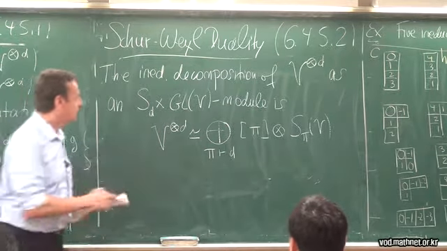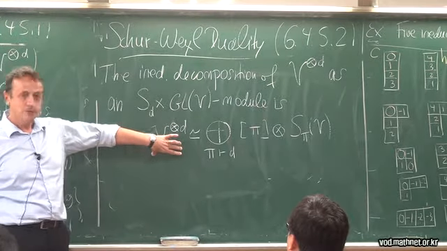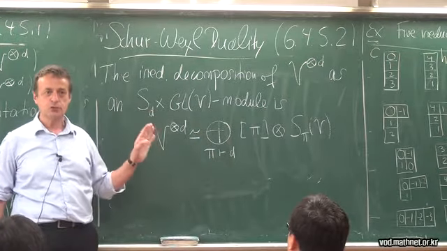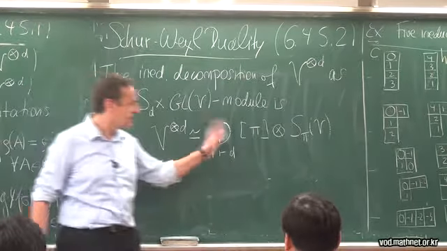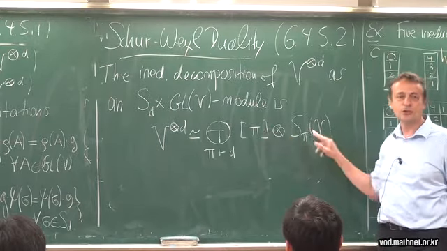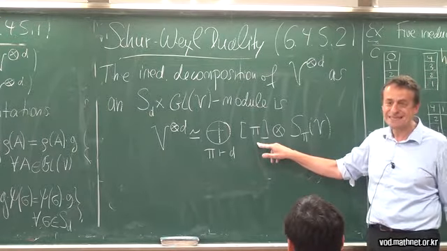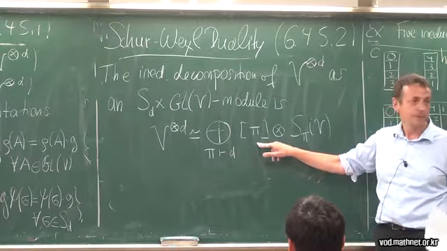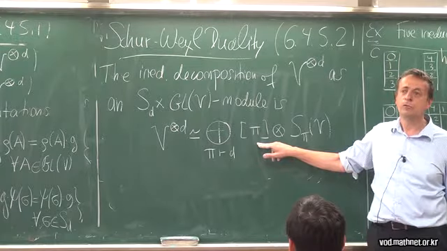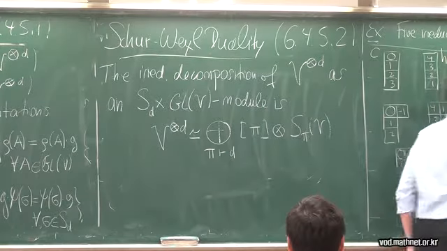V tensor d is a vector space, our tensor space of dimension n to the d. That vector space is a direct sum of a bunch of other vector spaces, one for each partition. One for each of the 5 partitions of 4, there's another vector space. That vector space is the tensor product of the Specht module and the Schur module. So this bracket pi is the irreducible representation of S_d indexed by pi. That is the vector space whose basis is the standard filled tableaux from 35 minutes ago, and it has these dimensions.